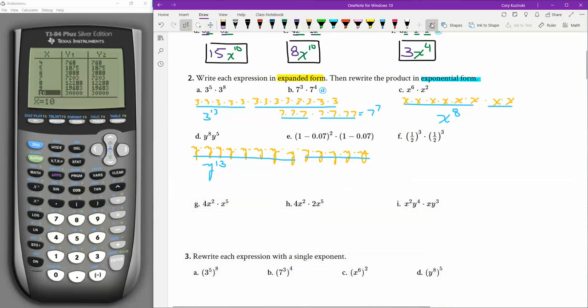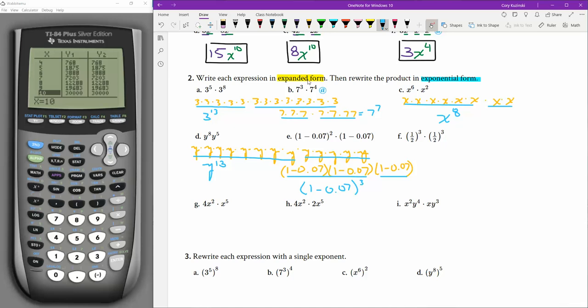All right, this one, we're going to call it 1 minus 0.07 times 1 minus 0.07 times 1 minus 0.07. There's 3 of them. So we've got the squared and then the first power. That's going to be 1 minus 0.07 to the 3rd.